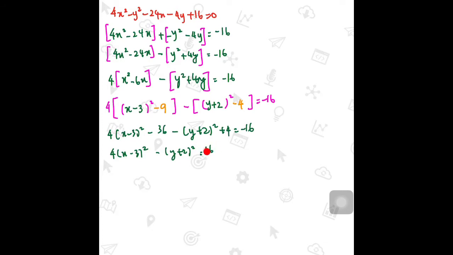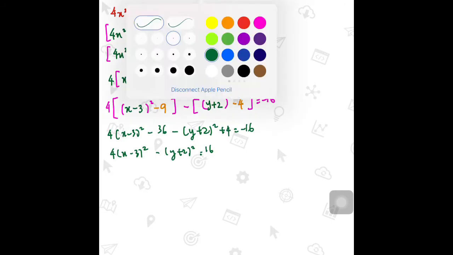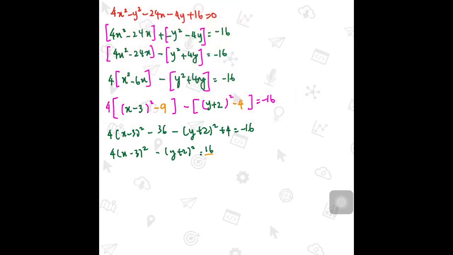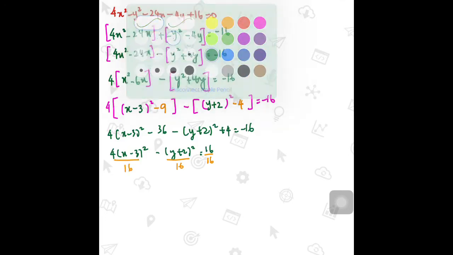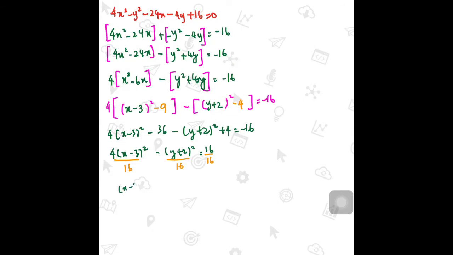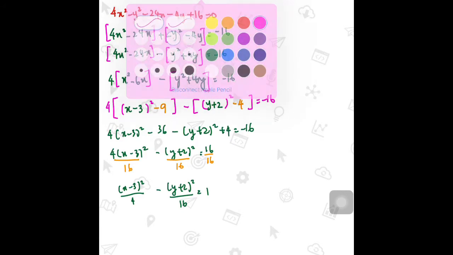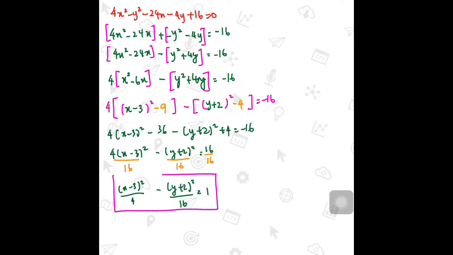So now let's focus on this constant here. We need to make sure this is equal to 1. So what we should do is divide everything by itself. So divide by 16. Therefore, let's conclude our answer right now. This is (x minus 3) squared over 4 minus (y plus 2) squared over 16 equal to 1. So now this is the equation of your hyperbola.